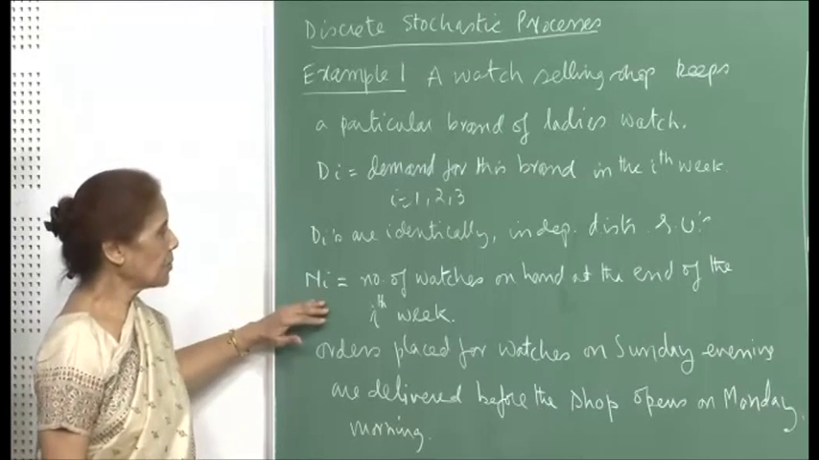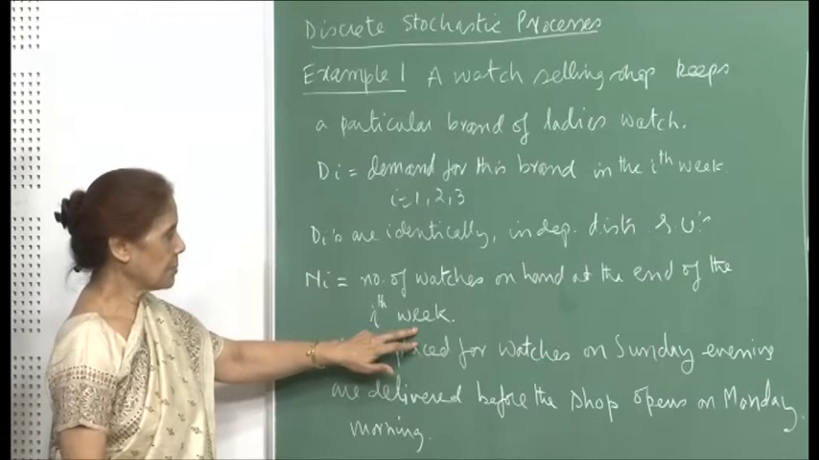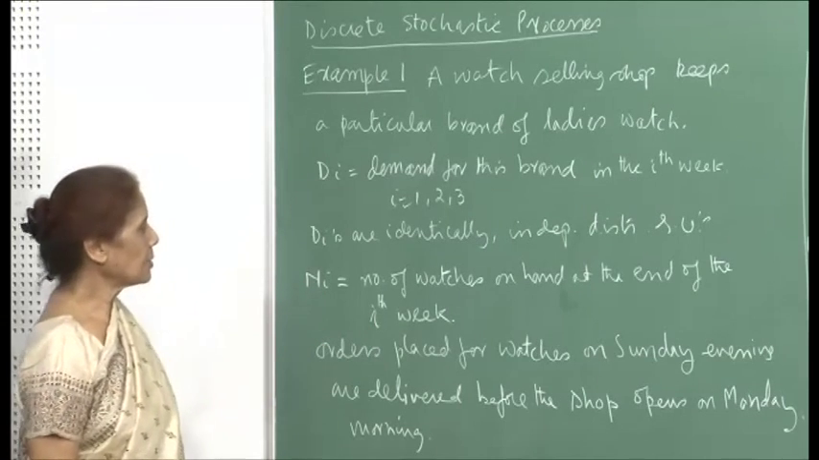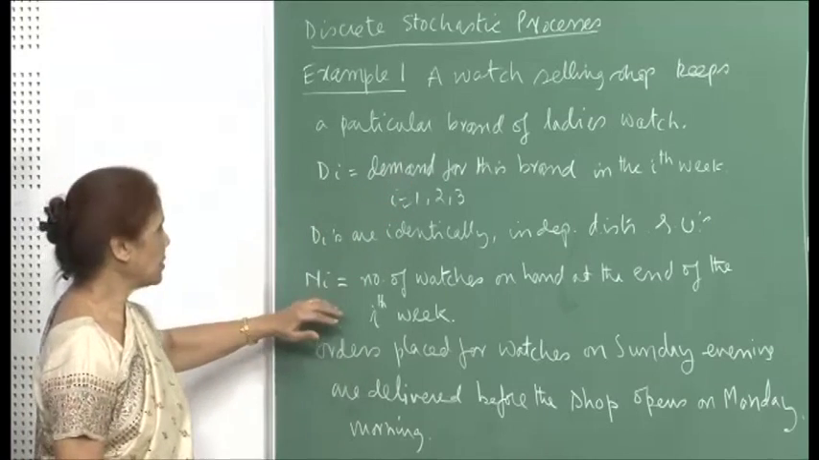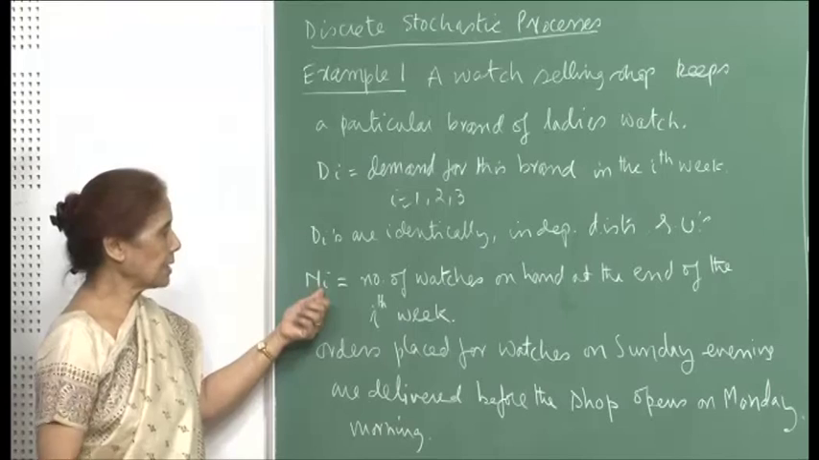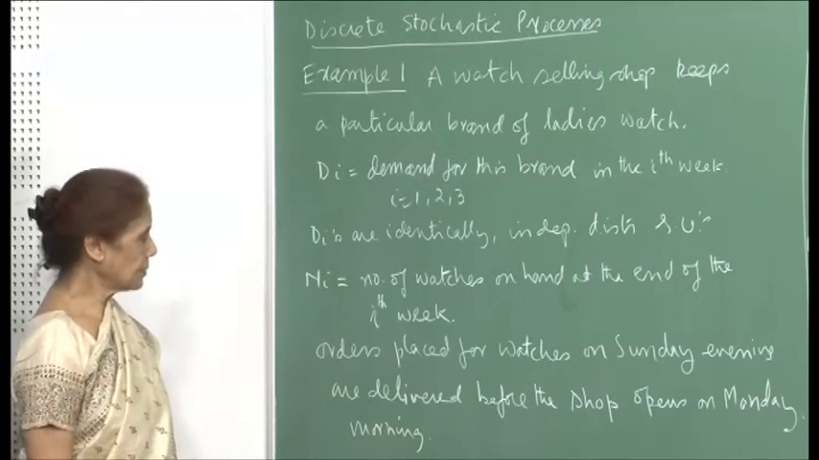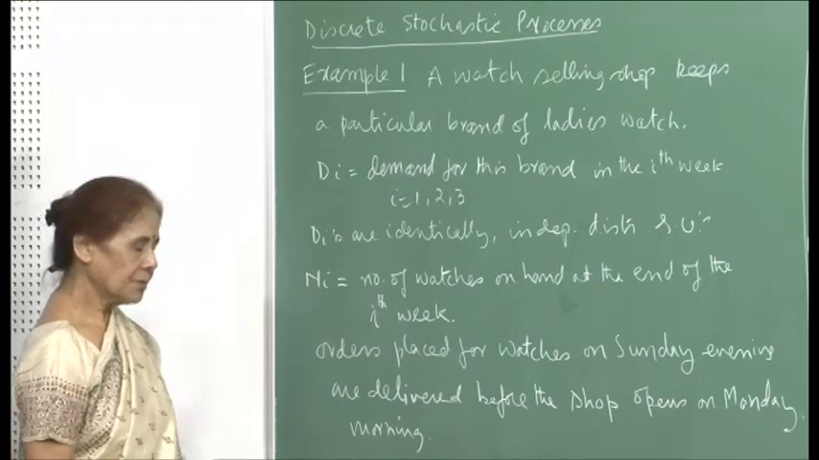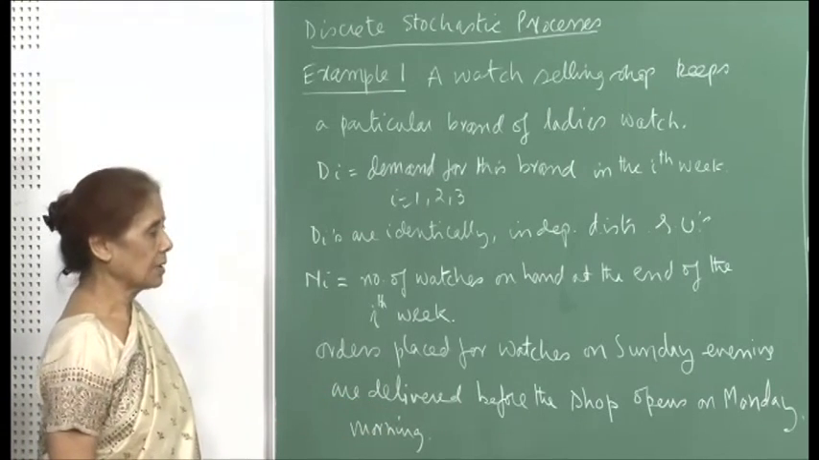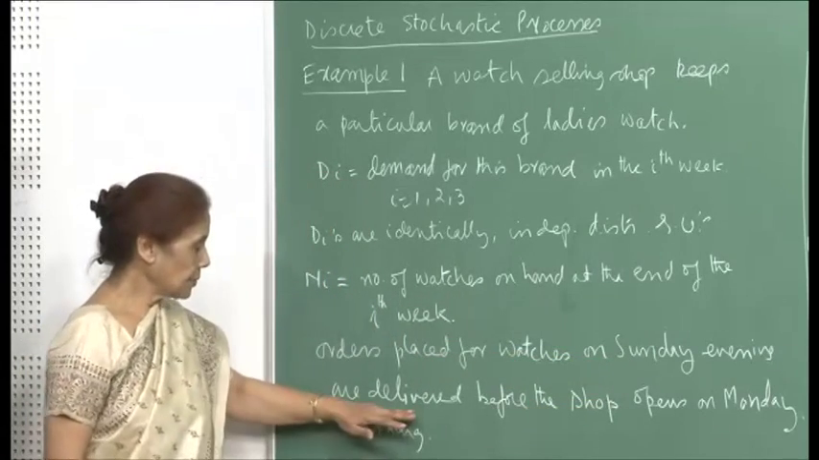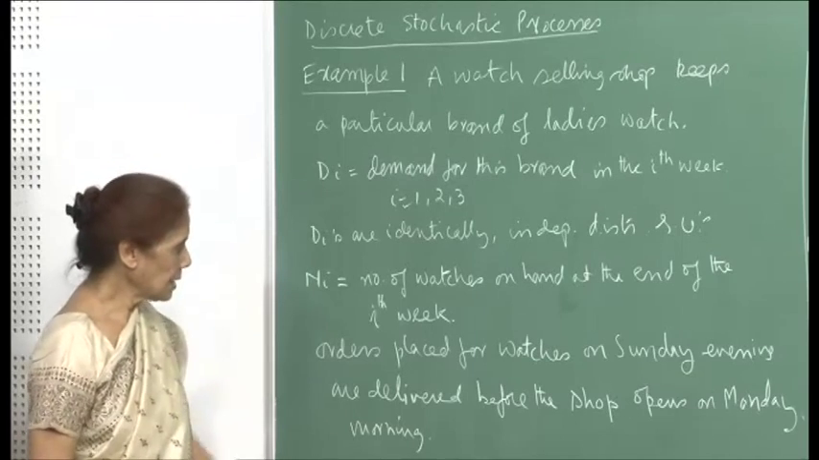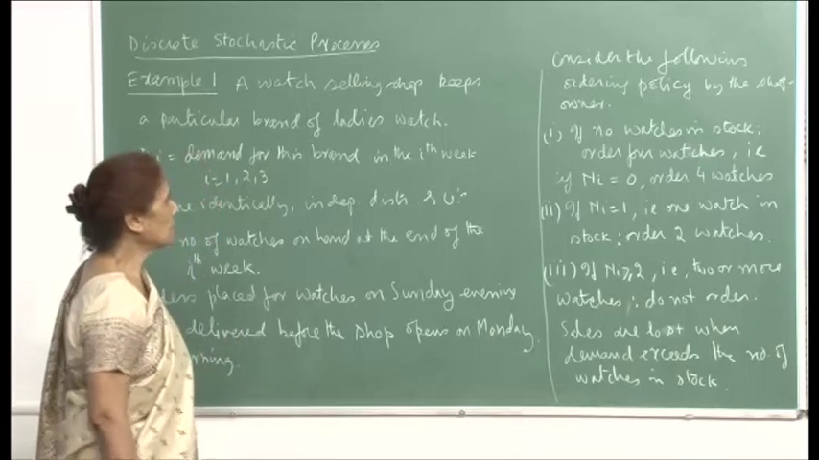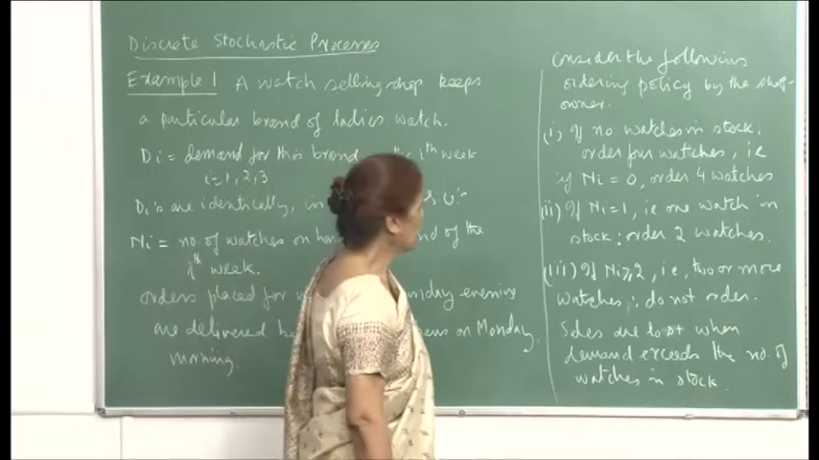Let Ni denote the number of watches on hand at the end of the ith week. So, let us say by Saturday evening, the man takes stock of what he has on hand, and so Ni will be the count of this same particular brand of ladies watch. So N1 at the end of the first week, N2 at the end of the second week, and N3 at the end of the third week. Now, orders placed for watches on Sunday evening are delivered before the shop opens on Monday morning. So, this could be Sunday evening or Saturday evening, whatever it is. Before the new week begins, on Monday morning before the shop opens, the watches are delivered, whatever the ordering policy.